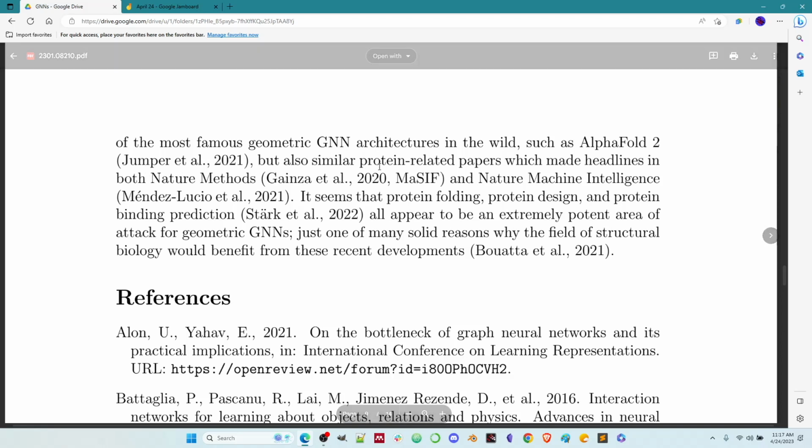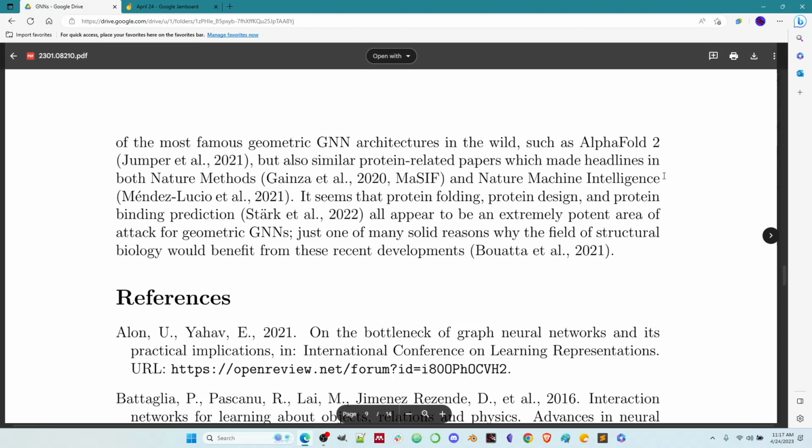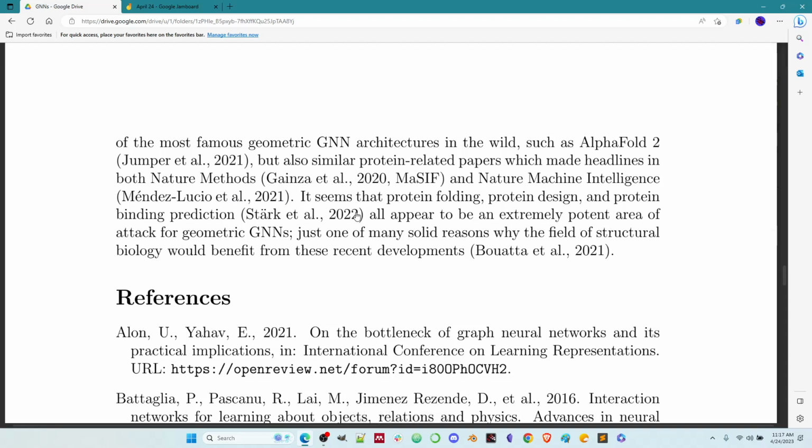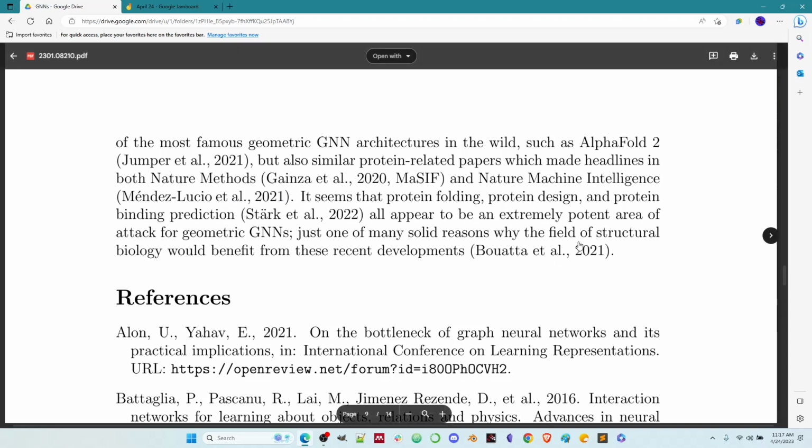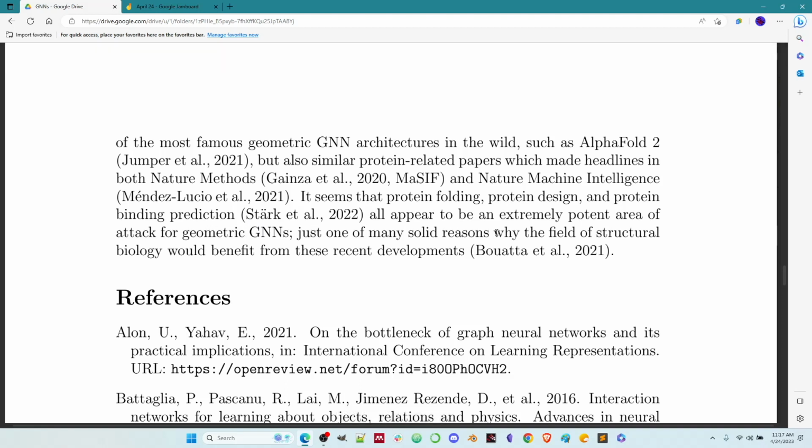21. There are also protein-related papers which have made headlines in both Nature Methods and Nature Machine Intelligence: Mendez Lucio 21 and Gainza 20. Those are both papers that might be useful. Protein folding, protein design, and protein binding prediction all appear to be extremely potent areas of attack for geometric GNNs. And so one thing we might do is look at how structural biology relates to some of the stuff we're doing in development.